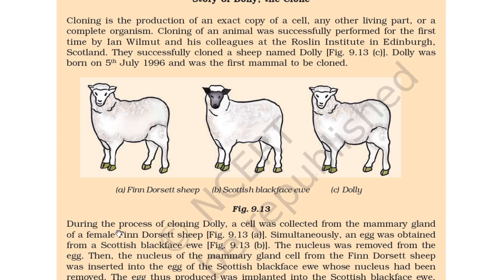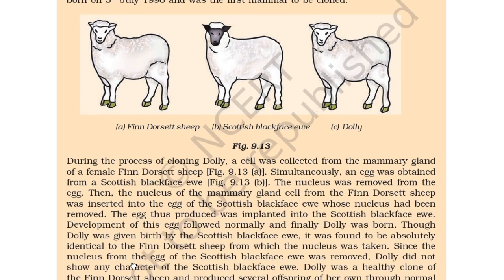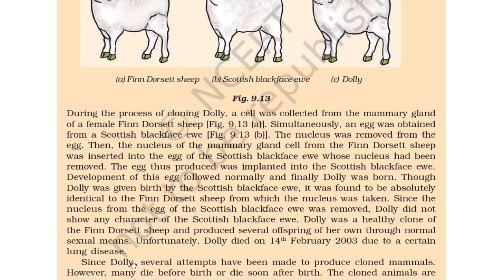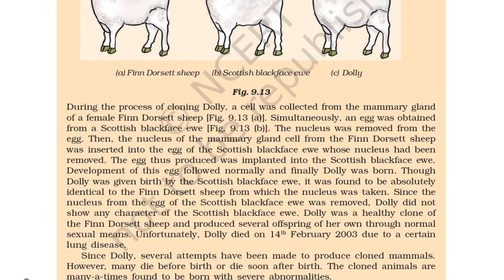C is Dolly. During the process of cloning Dolly, a cell was collected from the mammary gland of a female Finn Dorset sheep, as in figure A. Simultaneously, an egg was obtained from a Scottish Blackface ewe, as you can see in B. The nucleus was removed from the egg. Then the nucleus of the mammary gland cell from the Finn Dorset sheep was inserted into the egg of the Scottish Blackface ewe, whose nucleus had been removed. The egg thus produced was implanted into the Scottish Blackface ewe.